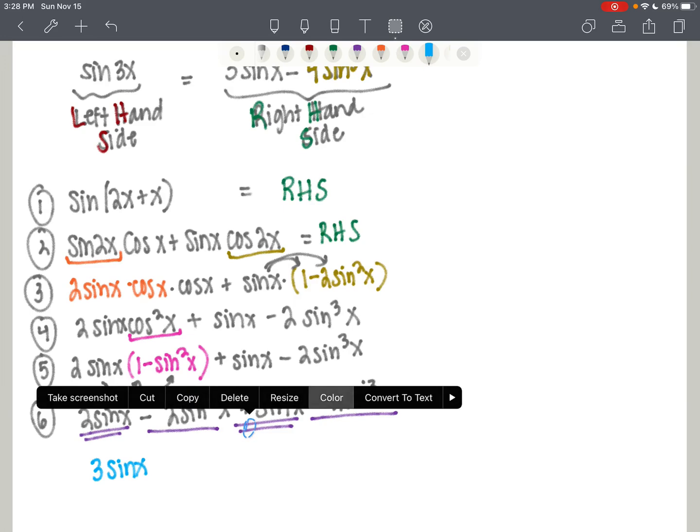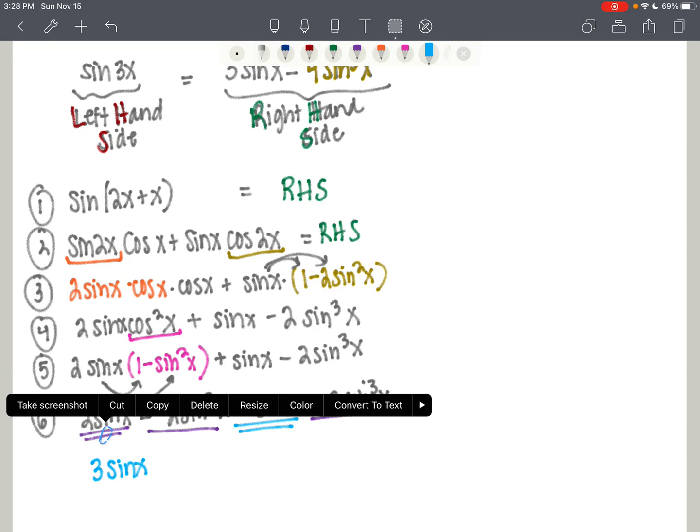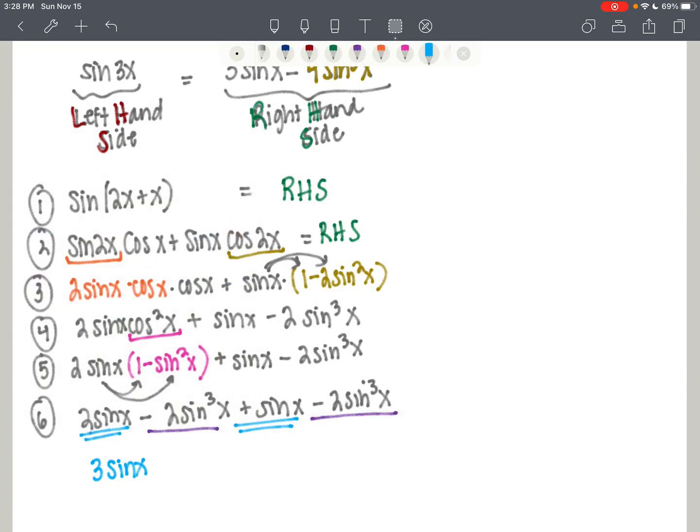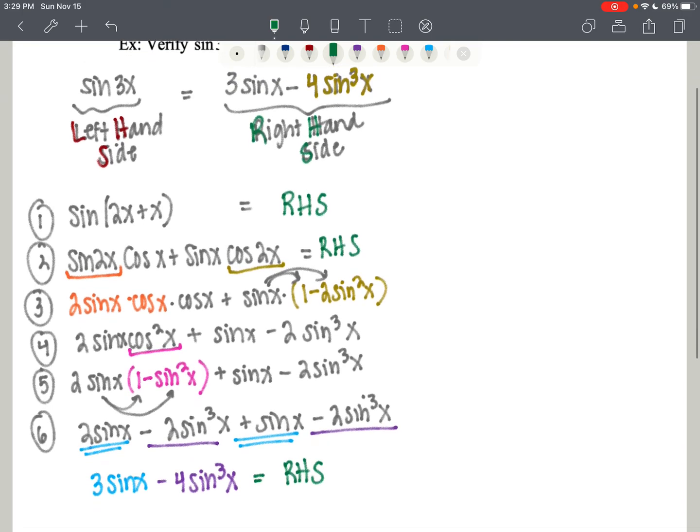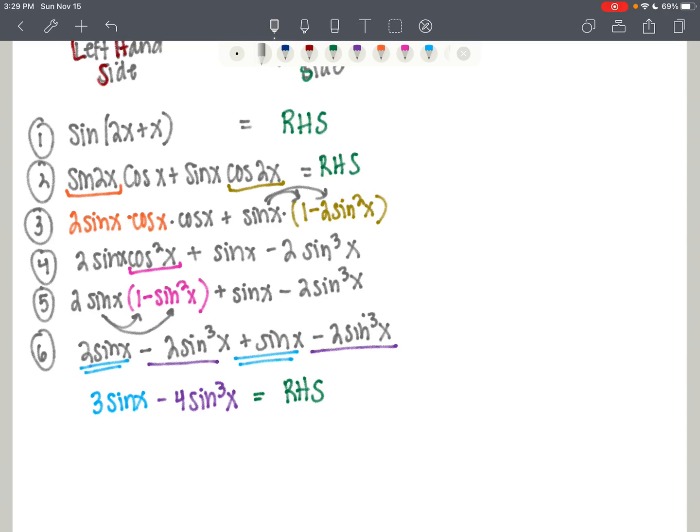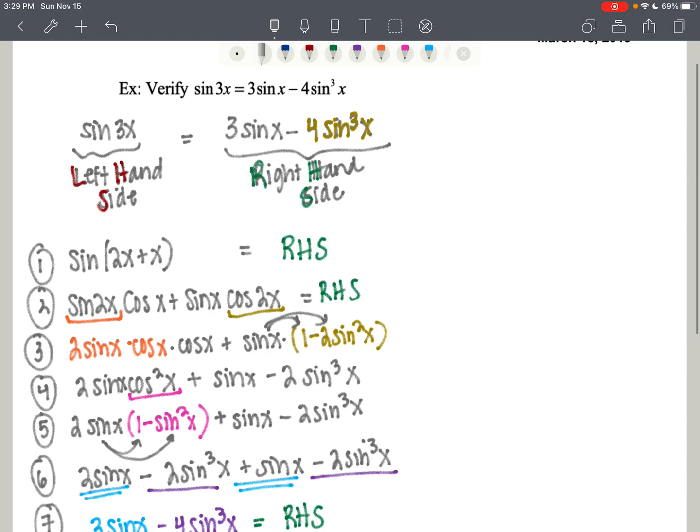Let's change this color so that you can see. There we go. And then I'm going to have minus 4 sine cubed of x. And lo and behold, that's what the right-hand side equals. 3 sine of x minus 4 sine cubed of x. Once that left-hand side equals the right-hand side, we know that we have done our job, that we have proven, we have verified that this identity is indeed true. It's true, and we verified it in 7 steps.